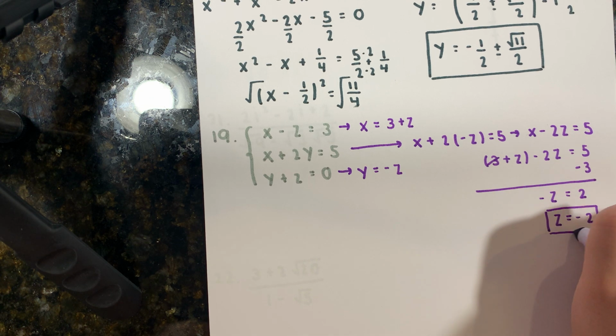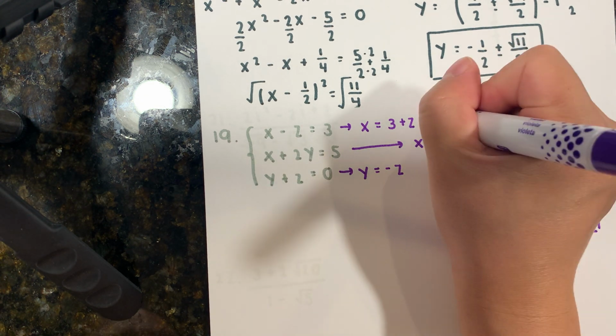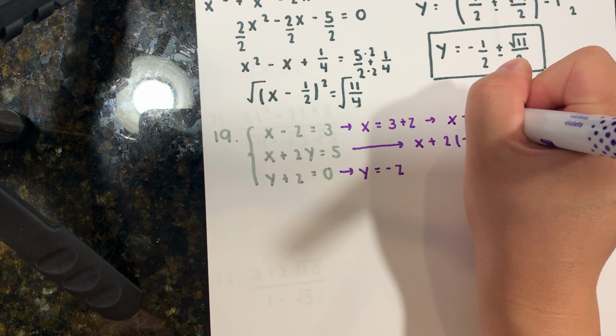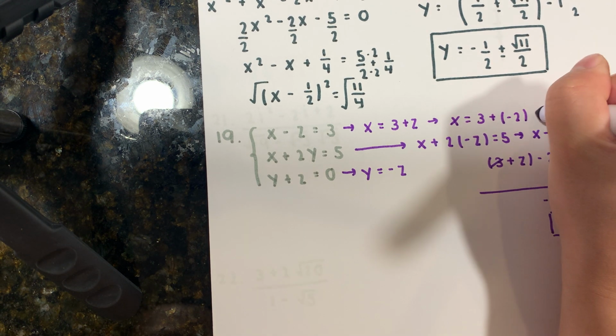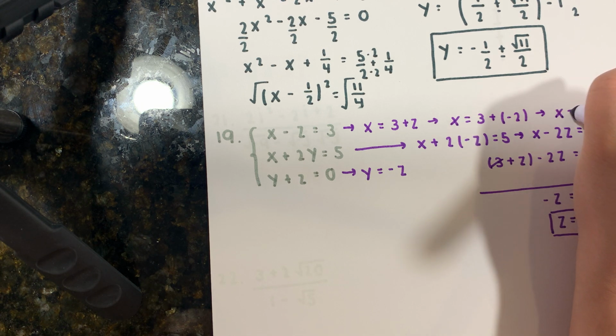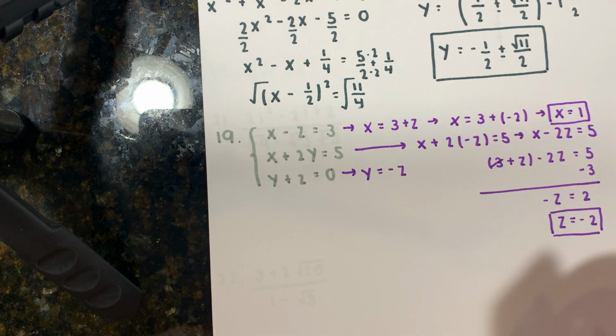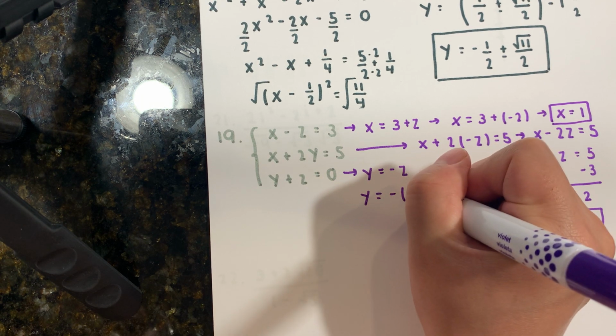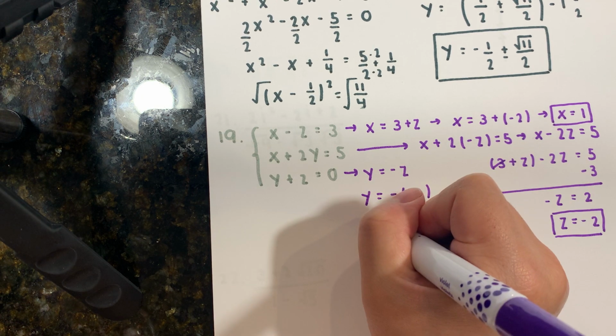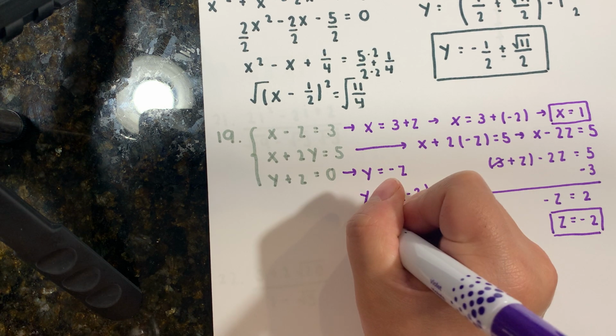Now that I know what z is equal to, I can solve for x, because x is equal to 3 plus negative 2, which means x is going to be equal to 1. And now I can solve for y, because y is equal to negative z, which is negative negative 2. So y is equal to 2.